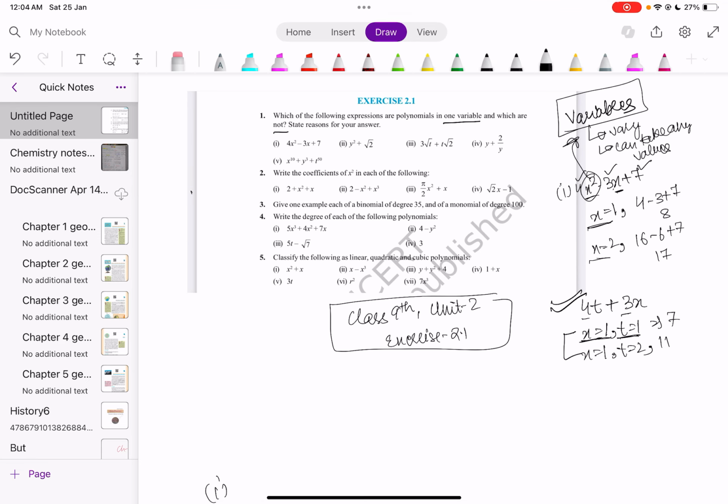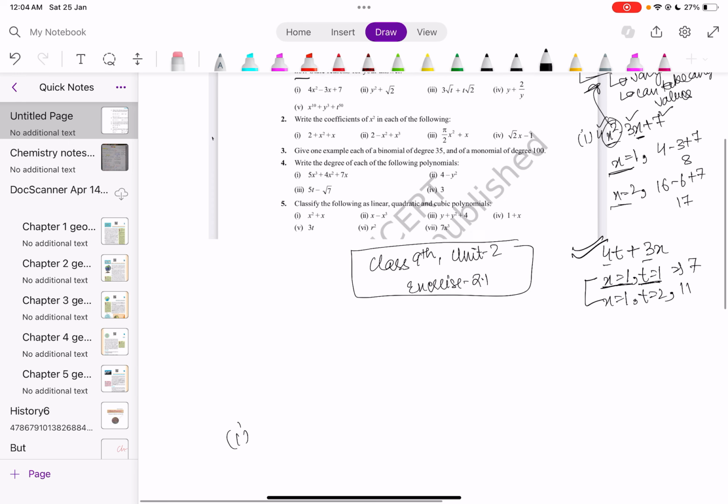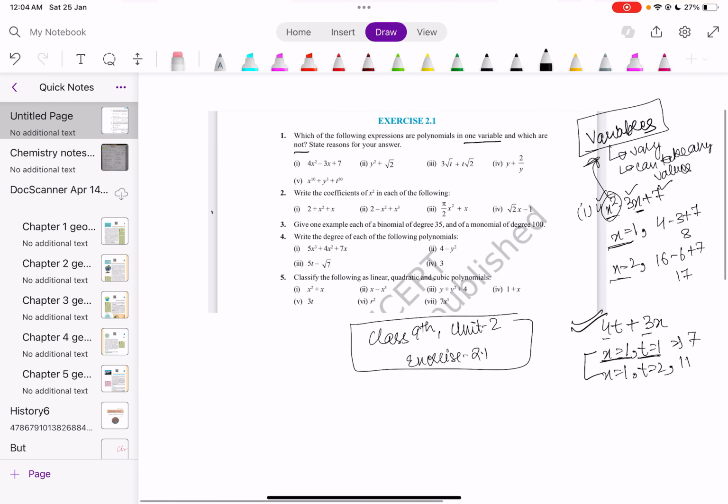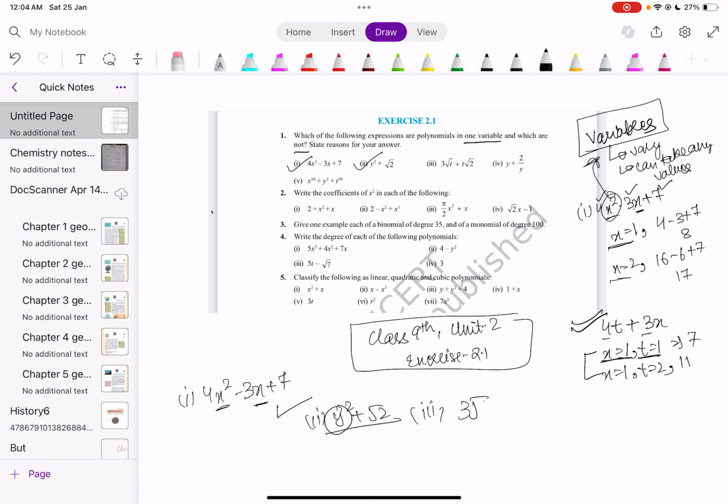If you look into the first question, which is 4x square minus 3x plus 7, there's only one variable x. So it is in one variable. Next we talk about y square plus root 2. Only y. This is also one variable. If we talk about the third term, 3 root t plus t root 2, only t. This is also in one variable.